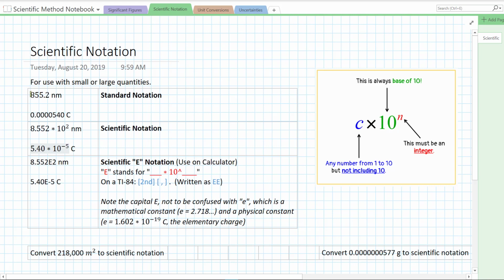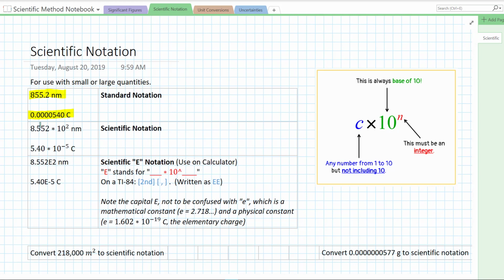So if we take a look at this number here, 855.2 nanometers, that's a normal number. We call this standard notation. It's 855.2. This quantity here, 0.0000540 coulombs, is also in standard notation. One to the left of the decimal point is the ones place. So that's the normal way of writing things.